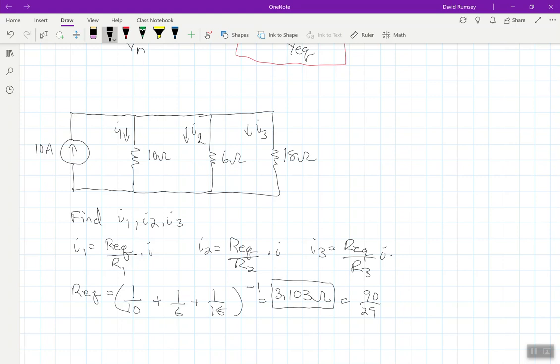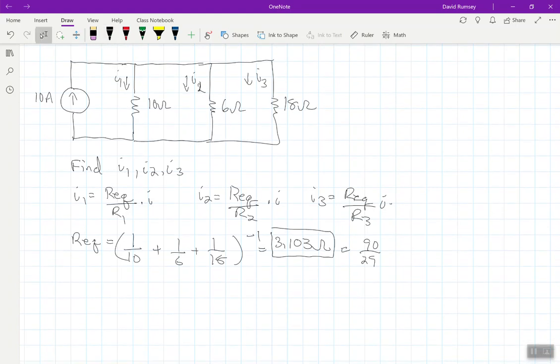Now, when you get into measurements, significant digits and things like that can be important. But again, even if you're talking about significant digits, you really wouldn't need 90 over 29. You just need an extra digit compared to what your significant digits are. So we're just going to leave it at 3.103 ohms. So then to get I1, it's just 3.103 ohms divided by 10 times 10 amps, which would be 3.103 amps.